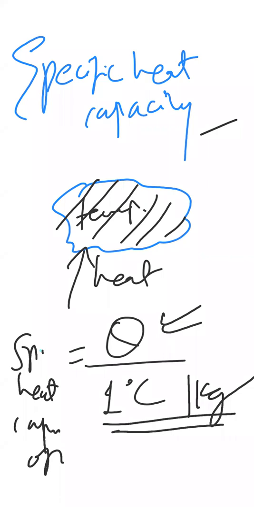You can note it down: how much heat you have to supply to increase the temperature of a 1 kg mass of the body by 1 degree Celsius, that is called specific heat capacity of the body. How much heat you have to supply for increasing the temperature of 1 kg body by 1 degree Celsius is called specific heat capacity of that body. Okay, this is the thing.